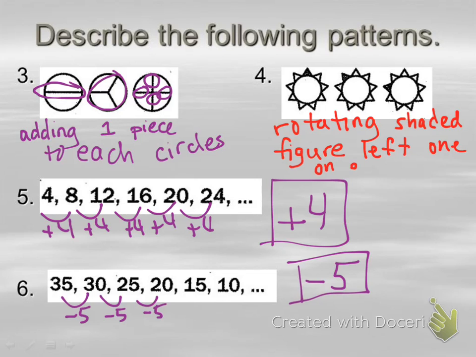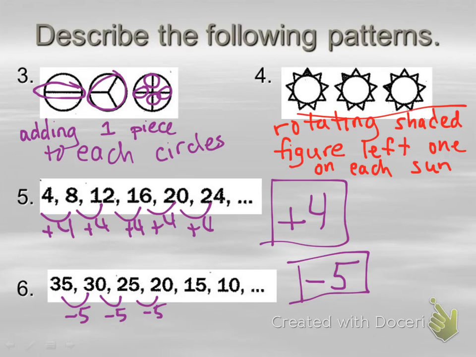On each, how would you describe this? Looks like a sun, doesn't it? Like how a little kid would draw a sun. So rotating the shaded figure left 1 on each sun works for me.